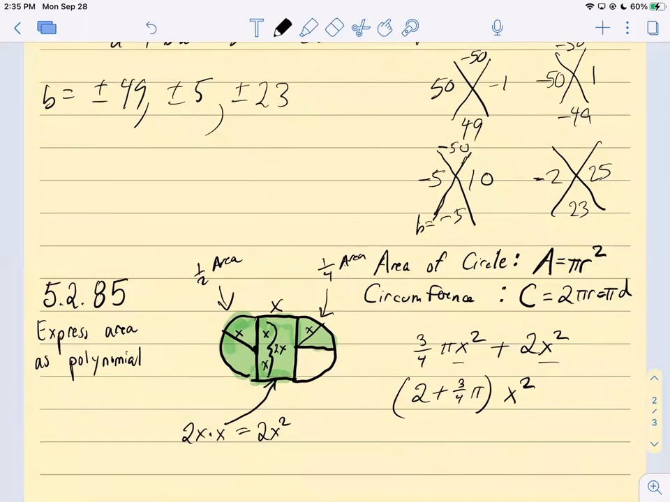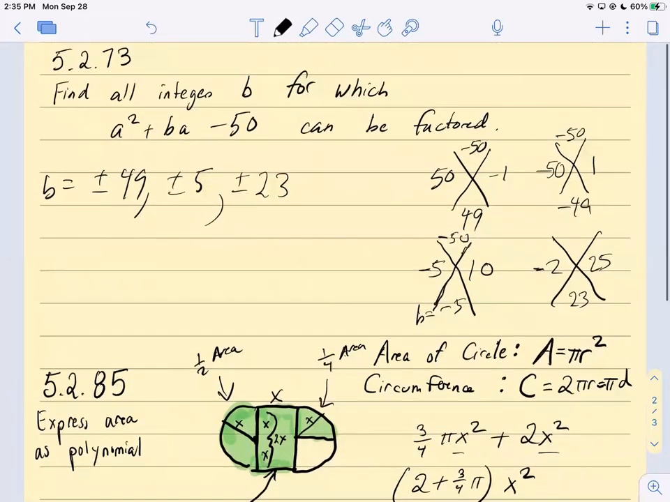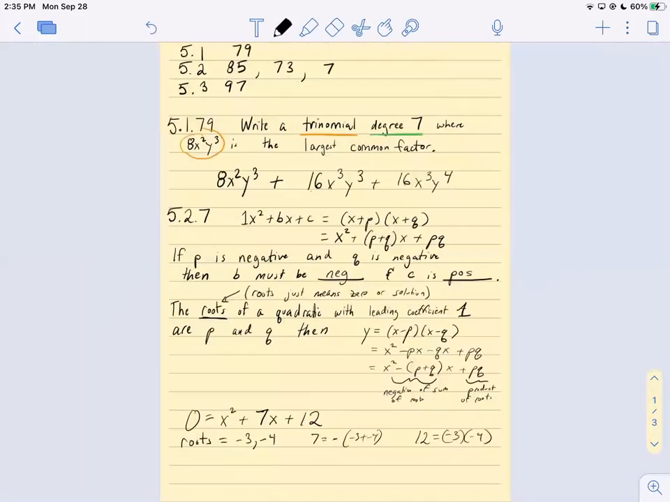All right, let's try 5.397. Good. So let's do an example first, and then we can.